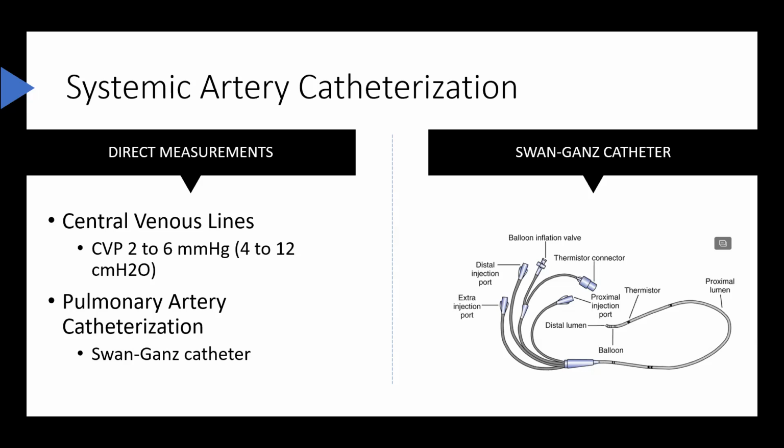CVP catheters are usually inserted percutaneously into a large central vein, such as the internal jugular, or peripherally through the medial basilic or lateral cephalic vein. Pressure measurements are usually performed during exhalation and when the patient is supine. The transducer is zeroed at the level of the right atrium. A normal value for CVP is 2 to 6 millimeters of mercury.